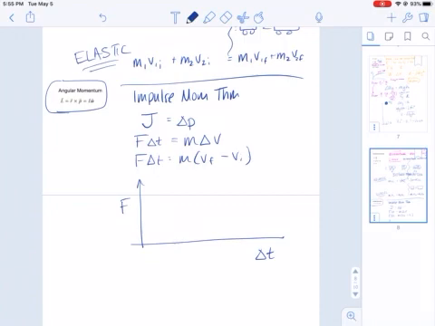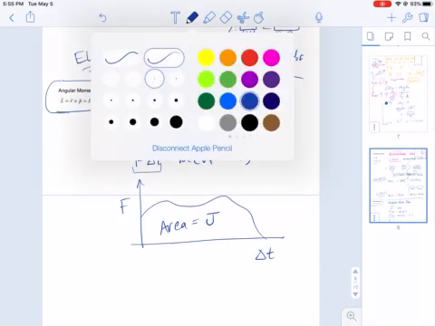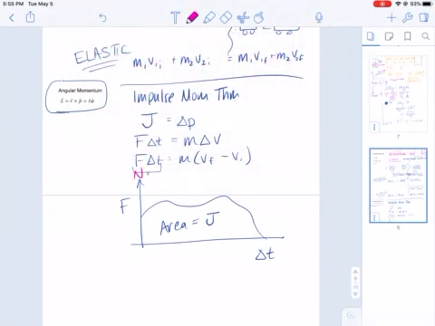So this equation here, this one, this integral, again, is trying to tell you that the area under a force versus time graph gives you the impulse and therefore the change in momentum. And really, when you look at this formula, it's just a rearrangement of the same idea, right?